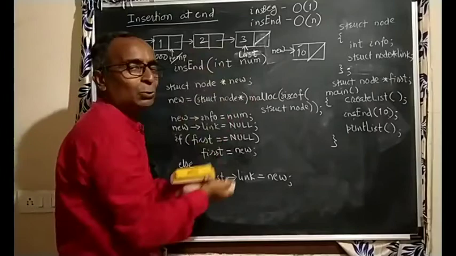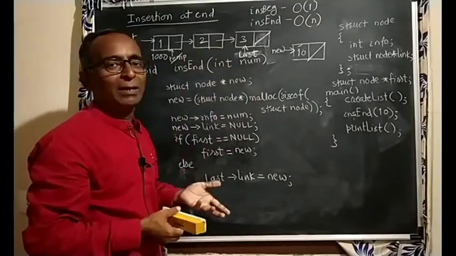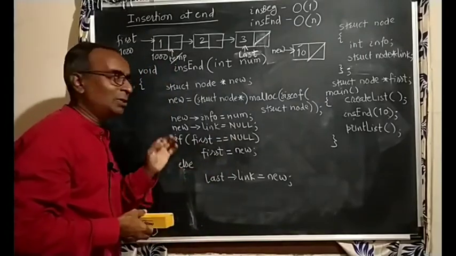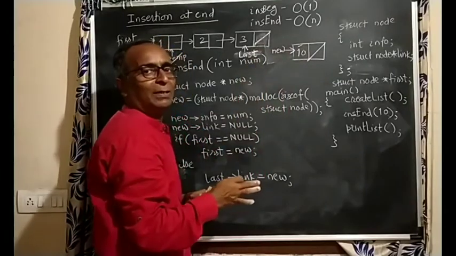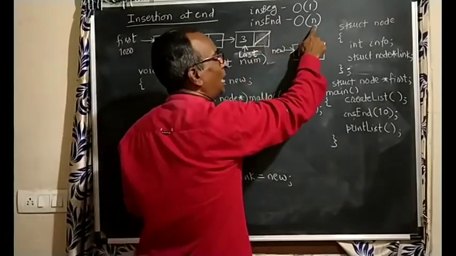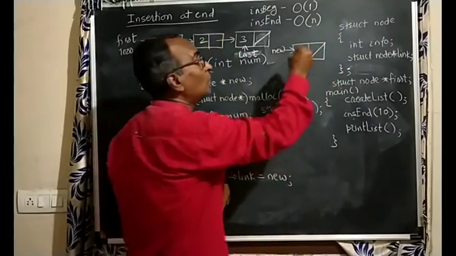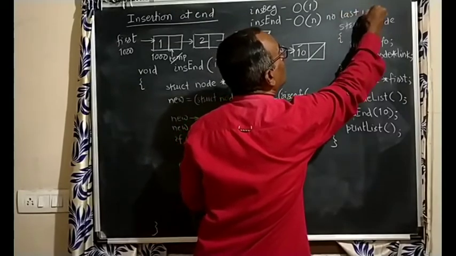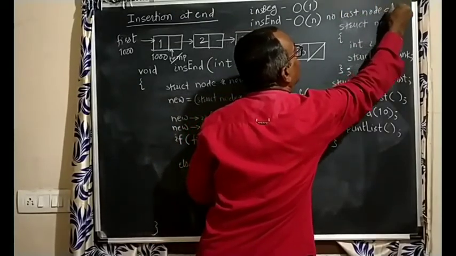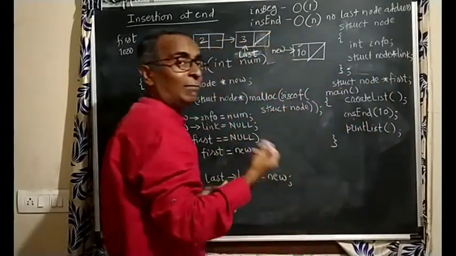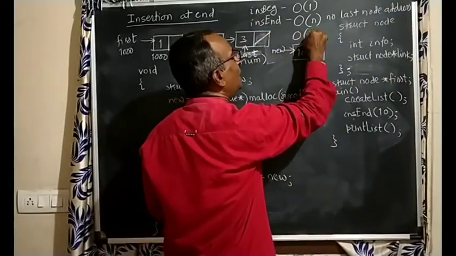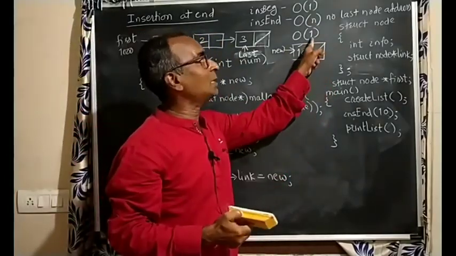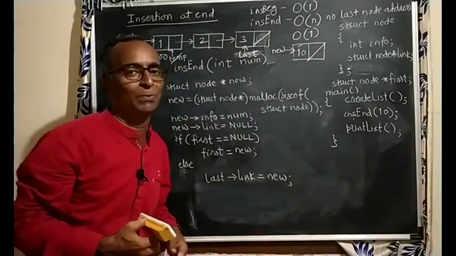So when you have last node's address, then will insertion at end be big O of n now? No. There is no need of finding the last node. Just you have to set the link field. That's it. So it is big O of n if you don't know last node's address. If you have last node's address, if you are maintaining that, then that will be big O of 1. Constant amount of time is required in that case also.